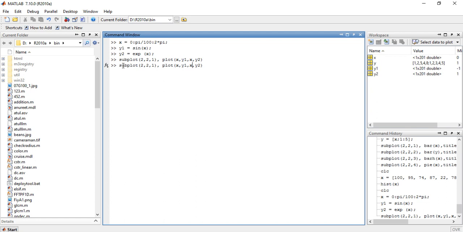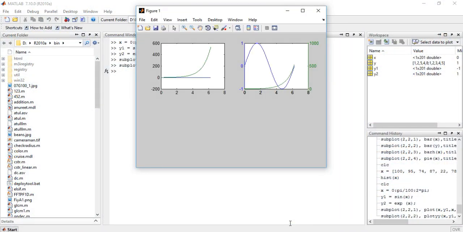Next is the second diagram. We are going to use the command plotyy. So this plotyy function allows us to generate a graph with two y-axes, one on the left for the first set of ordered pairs and one on the right for the second set of ordered pairs. So this is how our graph is shown, one on the right and one on the left. So on both sides we have the y-axis with different sets of values.